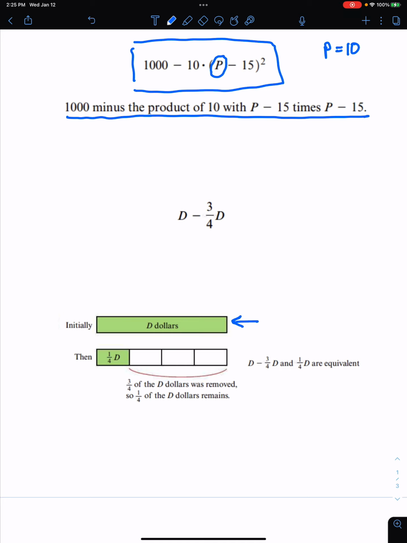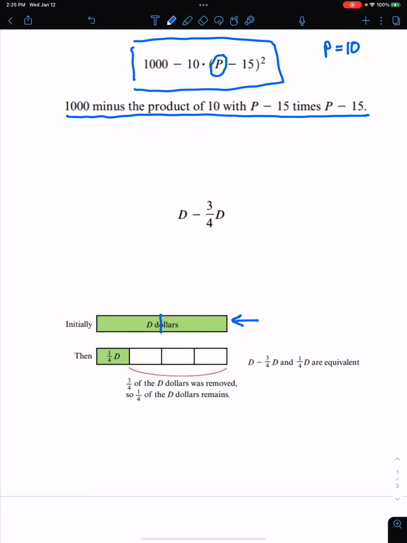And then we want to subtract 3/4 of d. So in order to do that, we need to split d into 4 pieces. That's what fourths means. We're splitting it into 4 pieces. And then we're taking away 3 of those 4 pieces, and that's what this diagram is showing you. And so we're left with 1 of those 4 pieces. So that is 1/4 of d. So d minus 3/4 d is the same as 1/4 d.